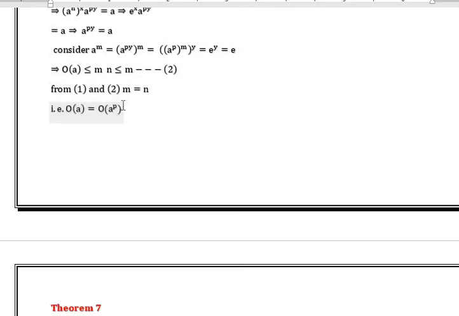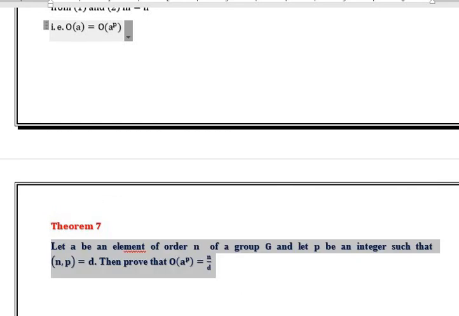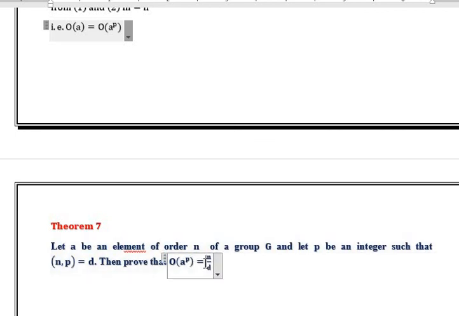Hence the result. Now Theorem 7 statement. Let a be an element of order n of a group G and let p be an integer such that gcd(n, p) is equal to d. Then prove that order of a^p is equal to n by d.